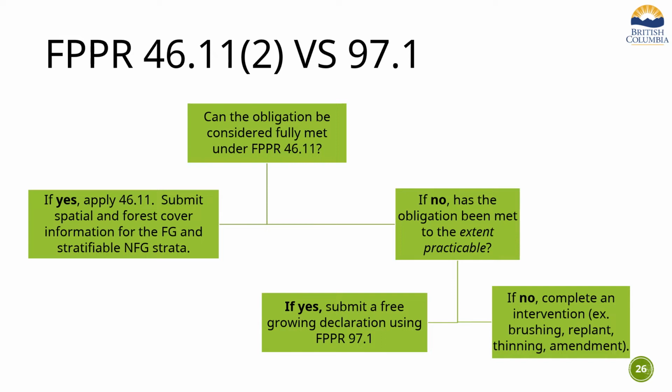If the obligation cannot be considered fully met under 46.11, only then should you consider 97.1. You then need to assess whether you've contributed to not meeting the requirement and whether an amendment or intervention is required, or if you've truly done everything practicable.